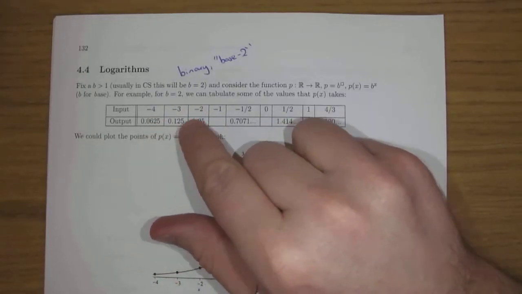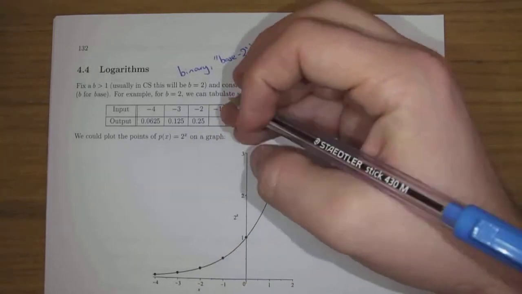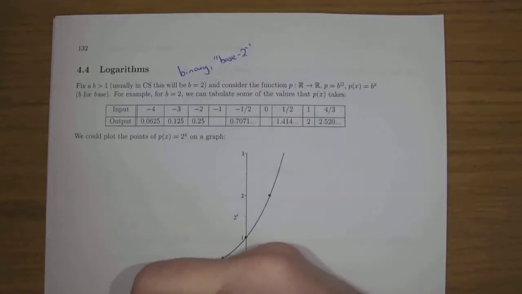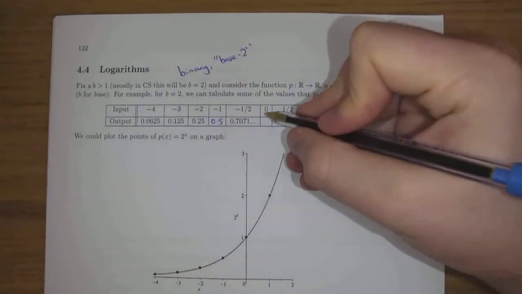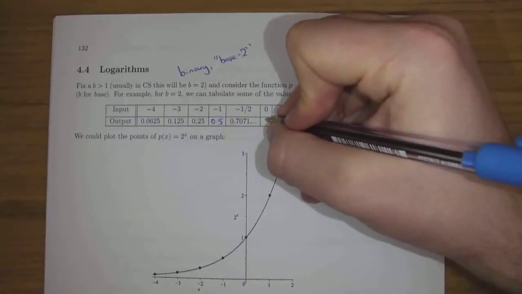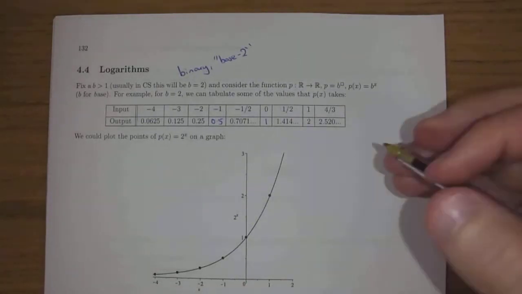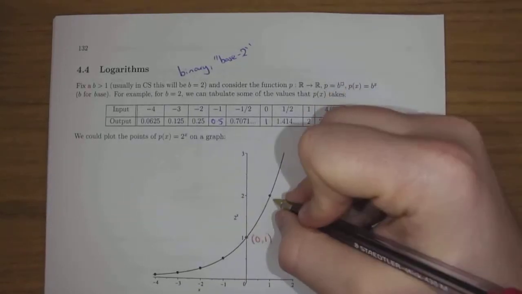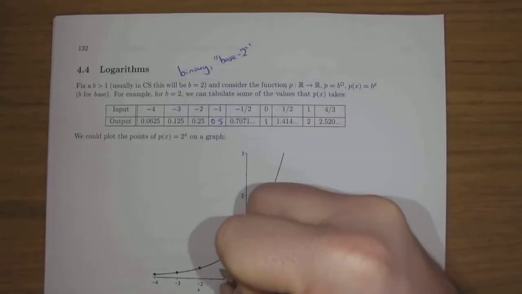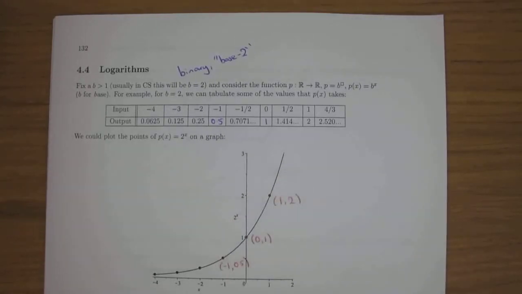So minus 3, 2 to the minus 3, minus 2, 2 to the minus 2, minus 1, 2 to the minus 1 means divided by 2, which is the same as a half. And then 2 to the 0, anything to the power of 0 is 1, etc. So we plotted some of these points. Remember, input, output. So say this would be input 0, output 1, input 1, output 2, input minus 1, output half, etc. Okay, we plot this.